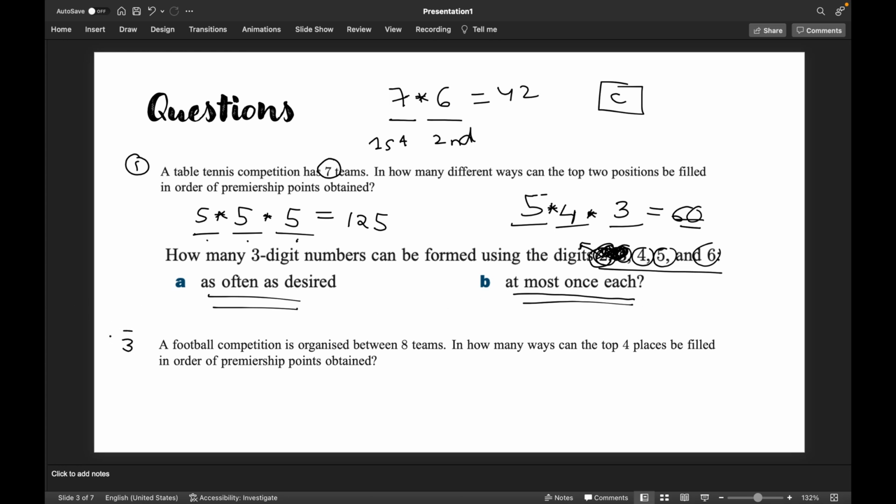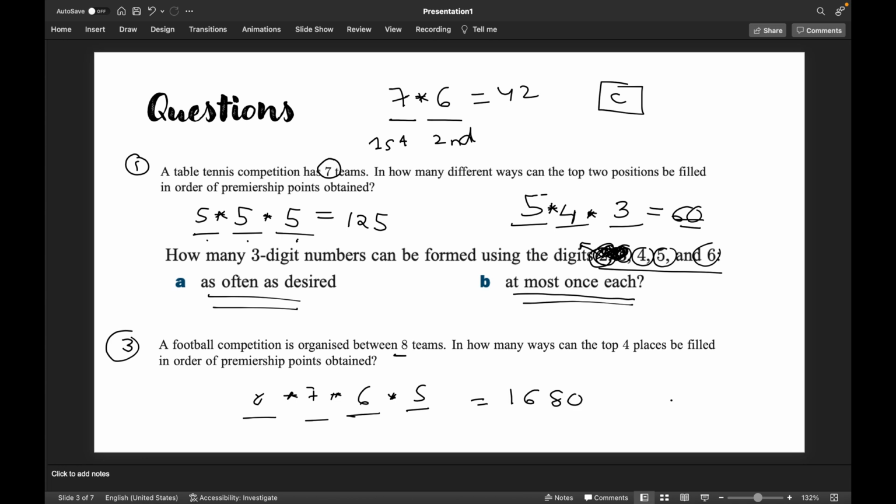Let's look at the last question. A football competition is organized between 8 teams. In how many ways can the top 4 places be filled? This is very similar to the first question. We do 8 into 7 into 6 into 5. The logic remains the same. So this is going to be 1680.